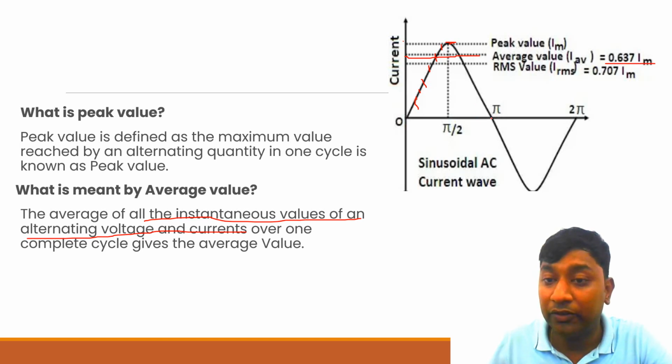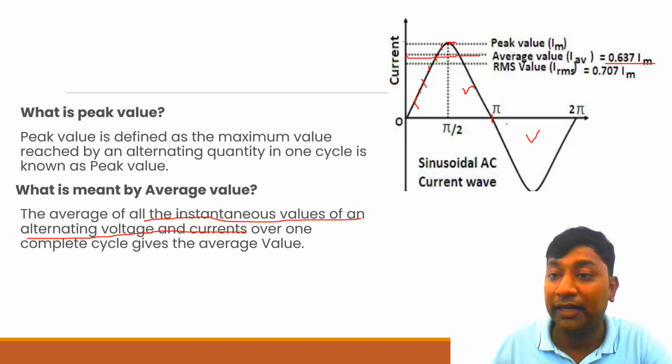Basically, whenever we are calculating the average value, we consider only the half cycle. Because if you consider this half cycle and this half cycle, this one is plus and this one is minus, so the average value will come to 0.